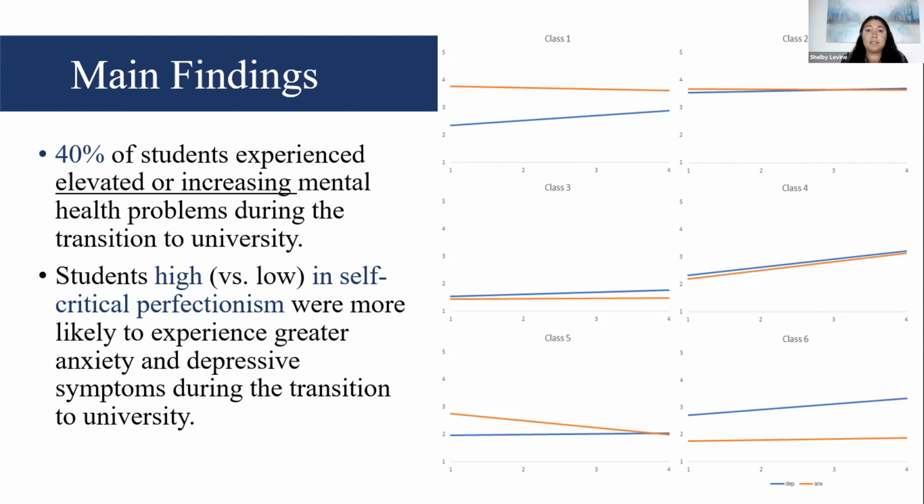And moreover, we found 6 different trajectories, meaning that there's a lot of heterogeneity in how students are developing mental health problems in their transition to university. And it's not really a one-to-one thing. So if you look at class 1 and 2, both of those groups have moderate stable anxiety, but one group has a low increasing depression.